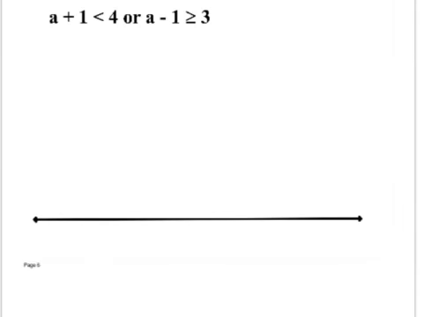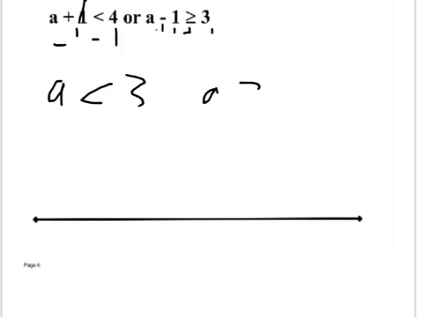Last one, write this down. Do it really slow, guys. This is a plus 1 is less than 4, or a minus 1 is greater than or equal to 3. So only one of these has to be true. So what we do is we subtract 1 from both sides. A is less than 3. We add 1 to both sides. A is greater than or equal to 4.